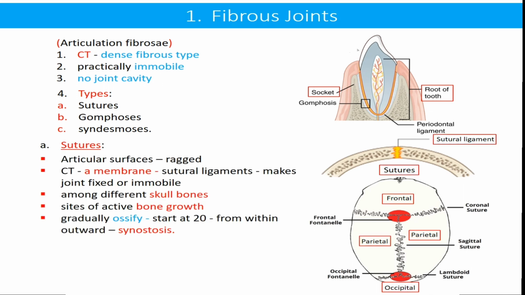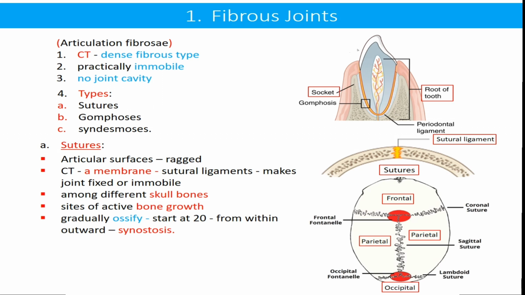First, the sutures. The articular surfaces in sutures are ragged, and the connective tissue between the bones is present as a membrane which is named as sutural ligament. This ligament makes the joint fixed or immobile. These sutures are present among different skull bones. They are the active site of bone growth.